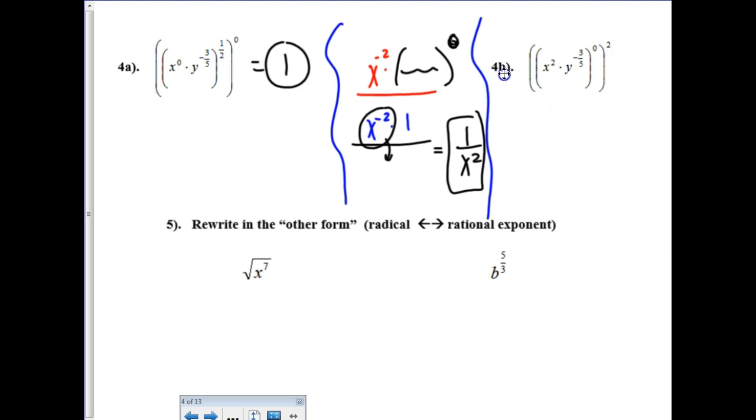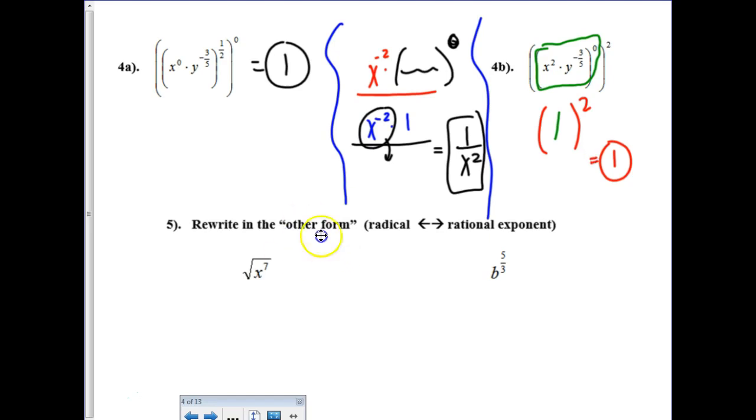Like for instance here on 4b, the answer does come out to a 1 because this term right here, this stuff to the 0 power, this green part, this is a 1. So this is like 1, and then it's still being squared. Well guys, 1 squared is still going to come out to a 1. So that was a really boring question. I think the one on your test has a little more flair to it, so be careful.